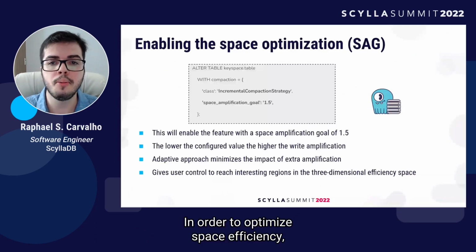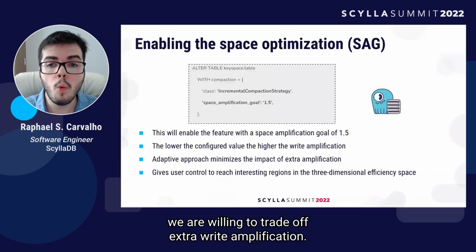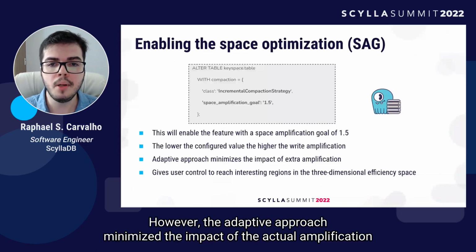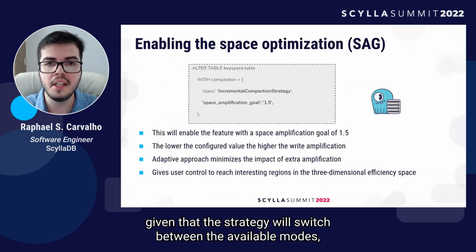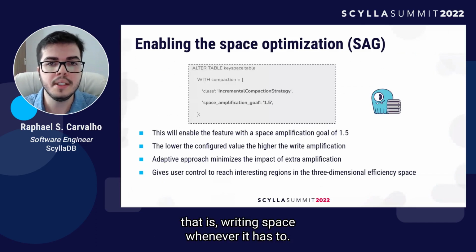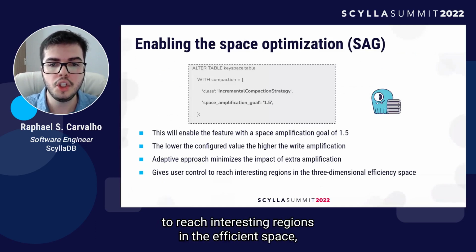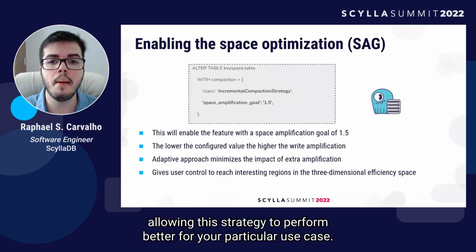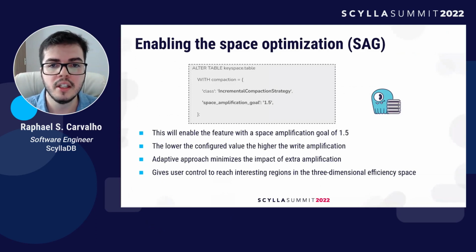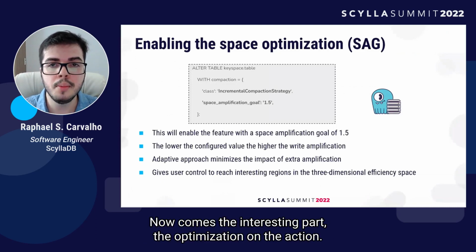In order to optimize space efficiency, we are willing to trade off extra write amplification. However, the adaptive approach minimizes the impact of the extra amplification, given that the strategy will switch between the available modes, that is, write and space, whenever it has to. To summarize, this will nicely give users control to reach interesting regions in the efficiency space, allowing the strategy to perform better for your particular use case. Now comes the interesting part, the optimization in action.